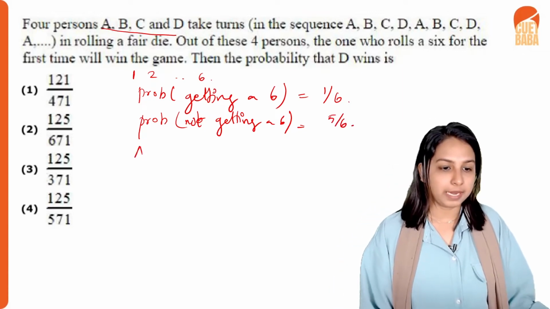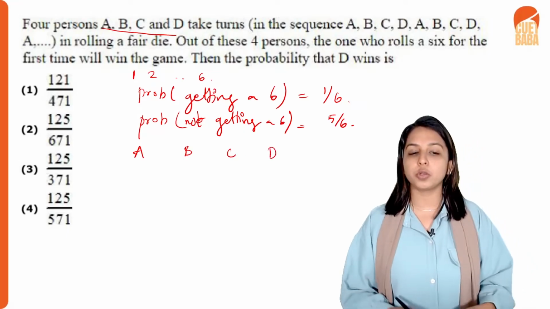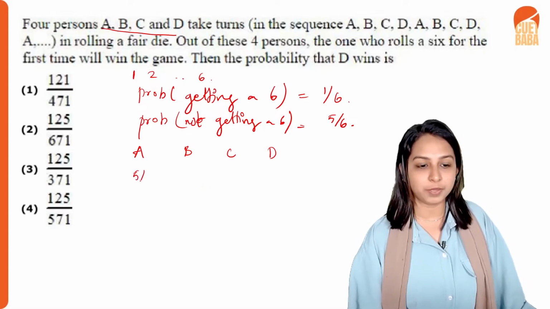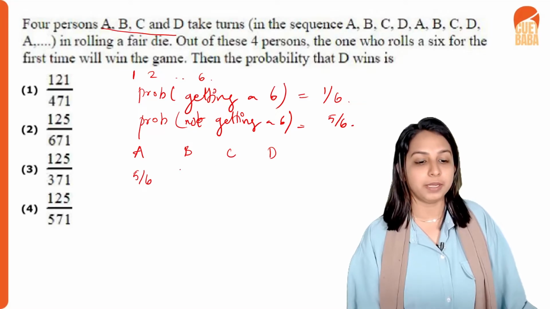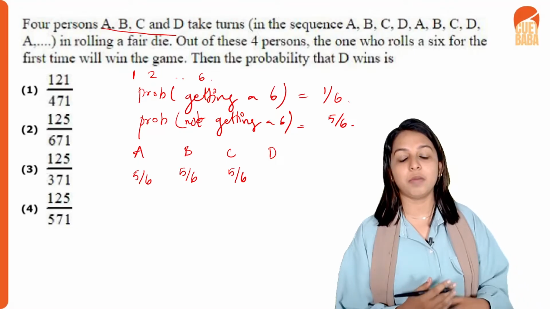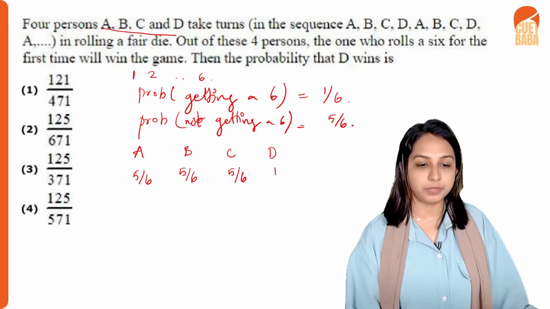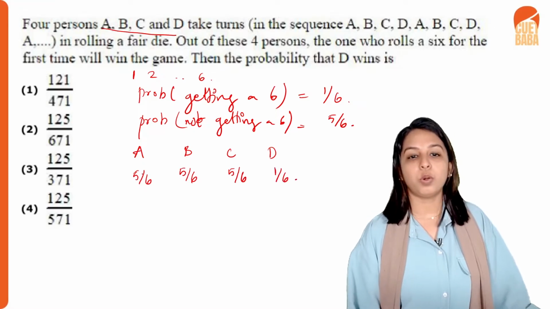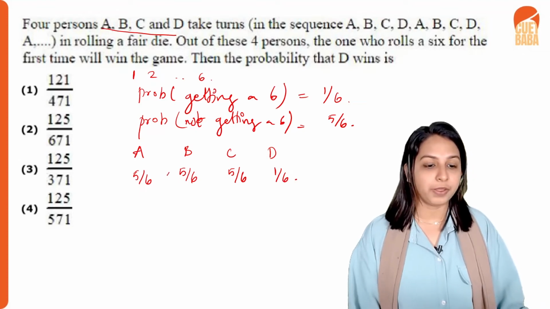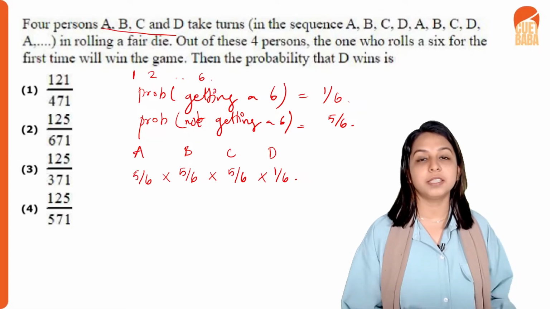So we have A, B, C, D. This will be the order in which they are going to roll the die. If A is not going to get a 6, the probability will be 5 by 6. If B is not going to get a 6, the probability will be 5 by 6. Similarly for C it will be 5 by 6, and for D we have to get that D wins. That is, D is going to get a 6 while rolling the die, so it will be 1 by 6. So if we want the probability that D is going to win, the total probability in the sequence will be 5 by 6 into 5 by 6 into 5 by 6 into 1 by 6. So this will be the answer in the first sequence.